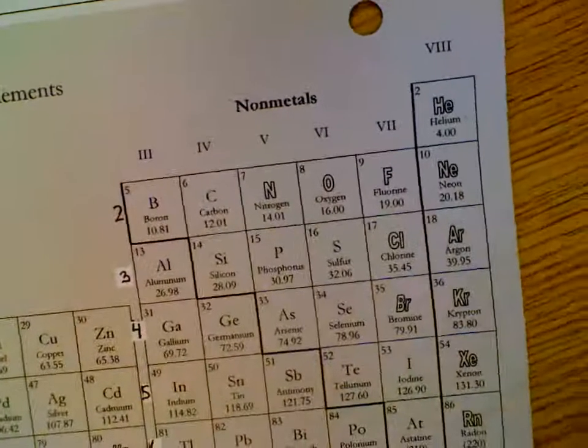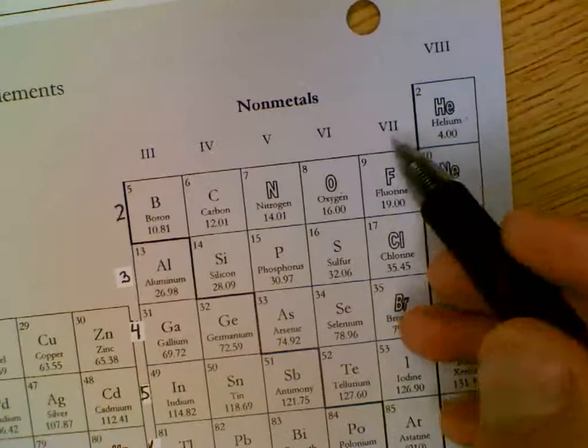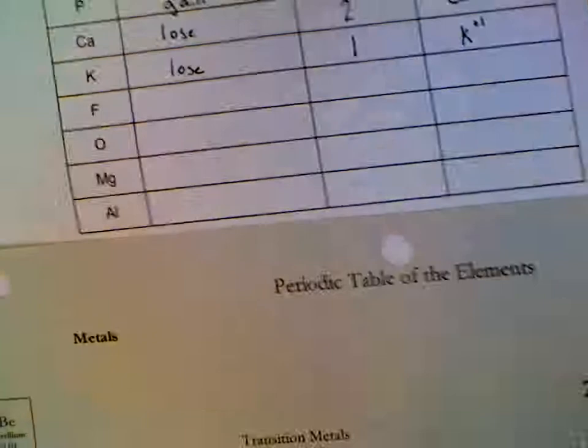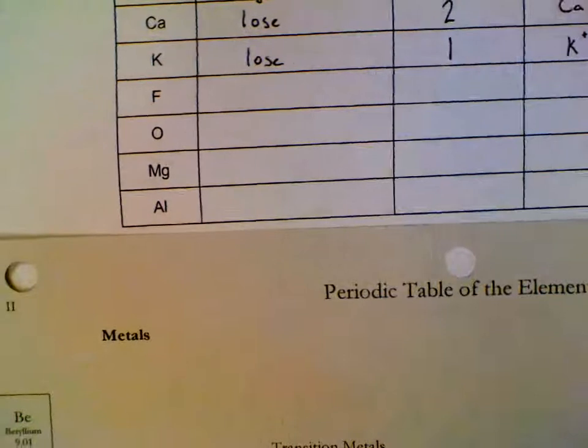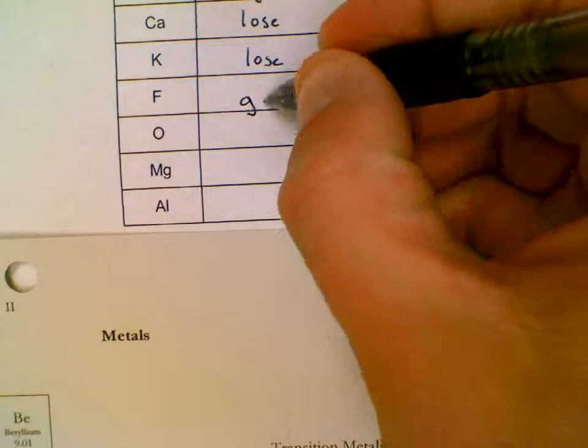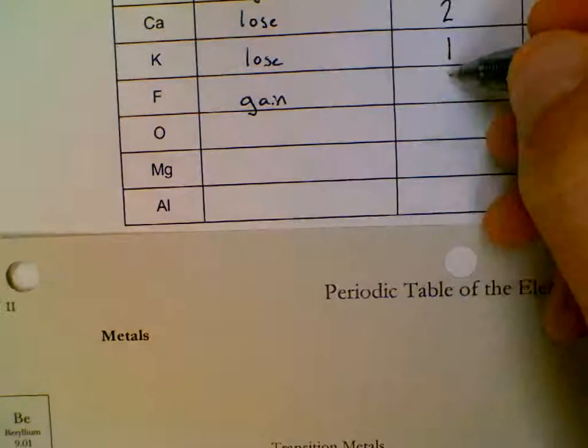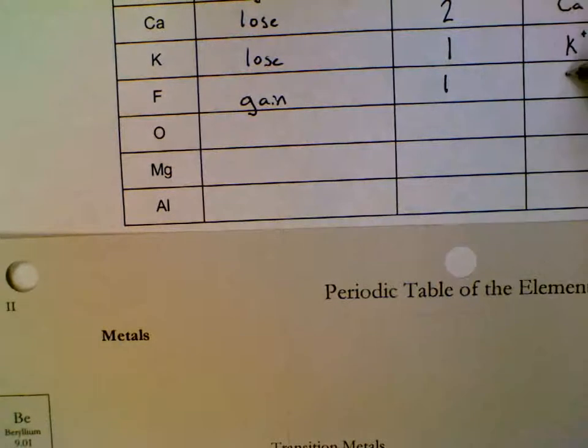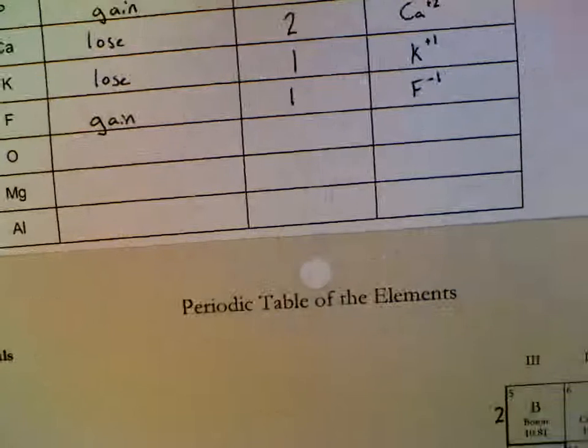Fluorine is in group 7, VII, which means it has 7 valence electrons. It's easier for fluorine to gain 1 electron than lose 7. Gain 1, it gains 1 negative charge, making it a fluorine minus 1 ion. Fluorine minus 1.